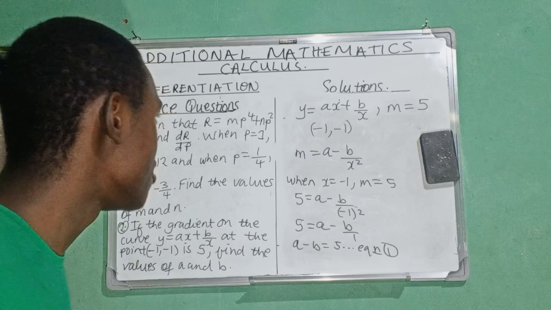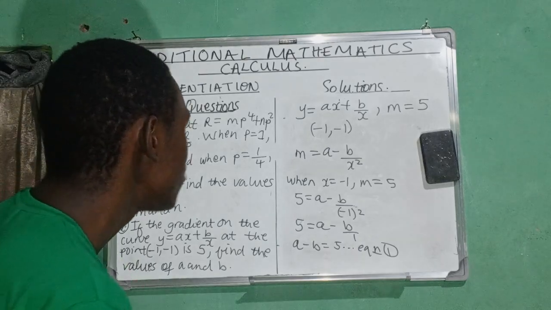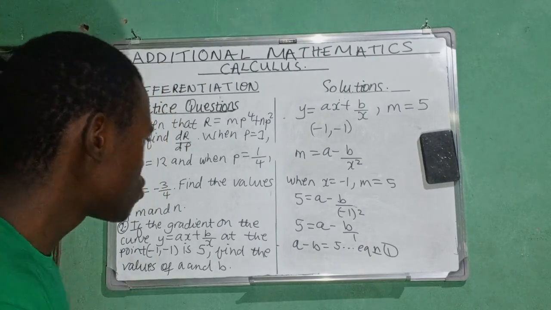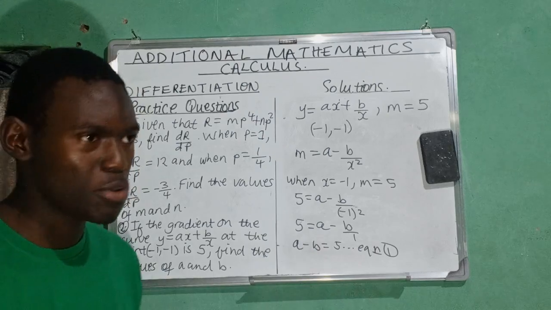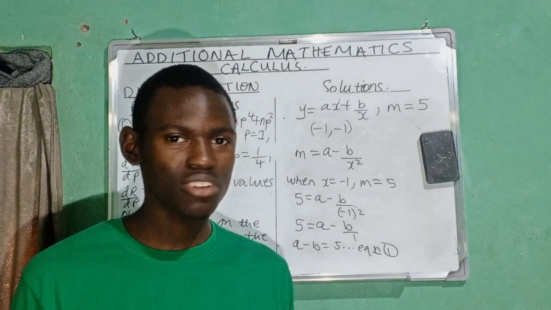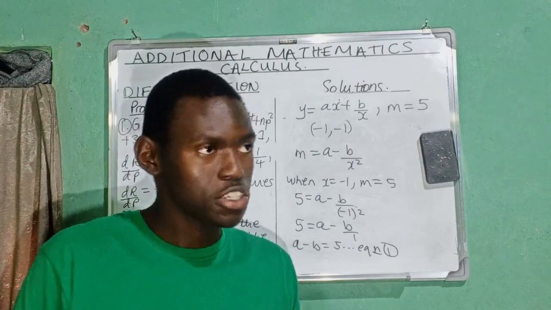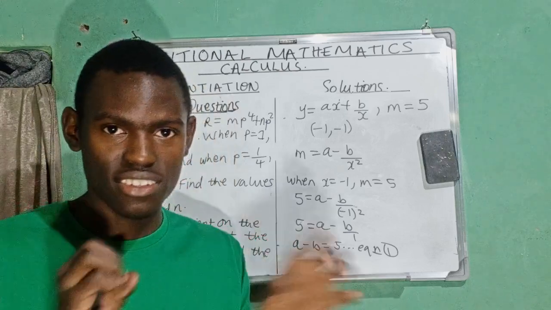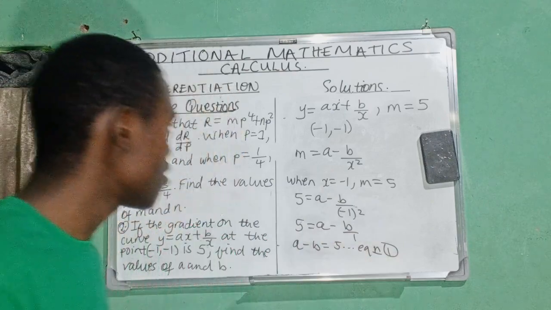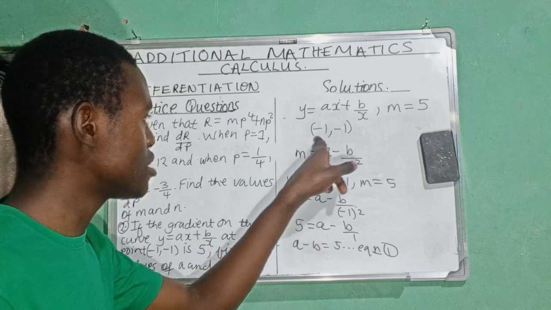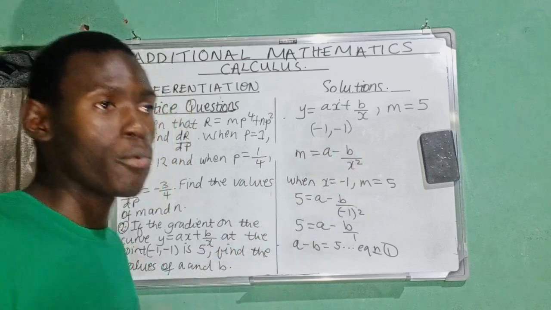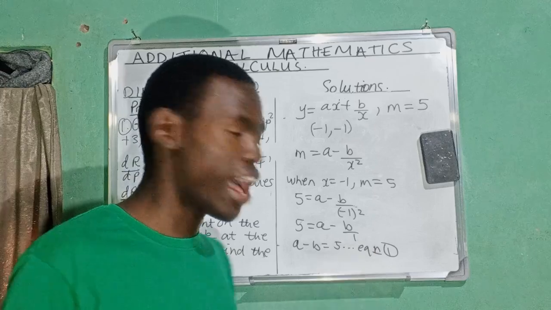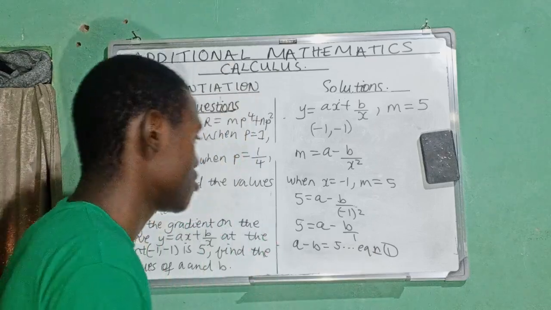So you have found the derivative, and that's equation 1. When you do all that, someone might be confused: what do we do next? Which other information have we been given? In additional mathematics, you should be able to see hints of how to solve. Here they have given us this particular point, (-1, -1), which will help us to form the second equation so that we can solve equation 1 and that second equation simultaneously.